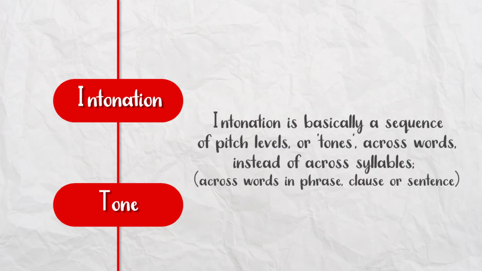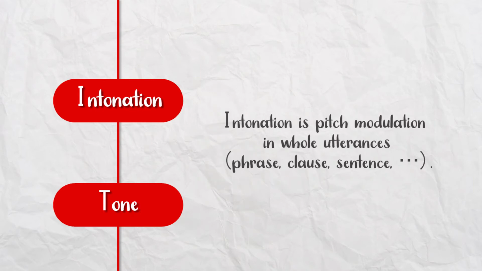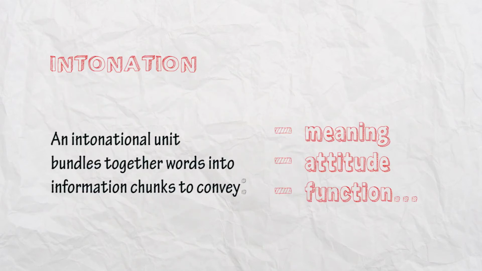Intonation is basically a sequence of pitch levels. Since you already know what pitch is, you can look at intonation as a sequence of pitch levels or tones. In other words, intonation is pitch modulation in whole utterances. An intonation unit bundles together words and information chunks to convey meaning, attitude, and function.